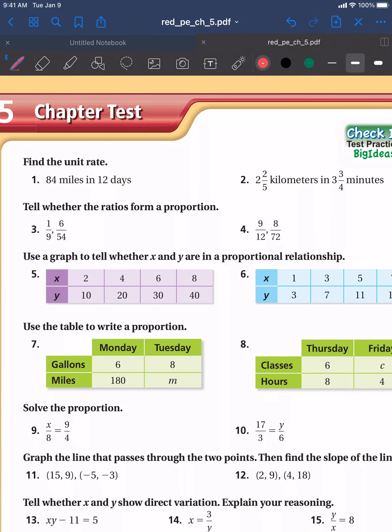Number 3 and 4. Tell whether the ratios form a proportion. What's Mrs. Ringler's favorite way to tell if things are proportions? Cross multiply. That's all you have to do for 3 and 4. And then 5 and 6 says, does y and x form a proportional relationship? Yeah. You just have to go through and divide them all, right? 5 is yes, 6 is no.